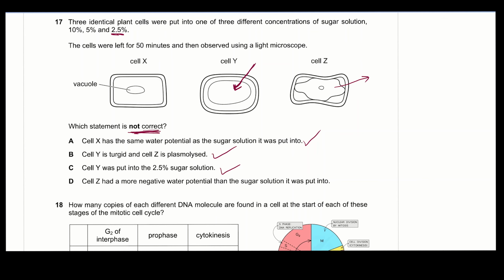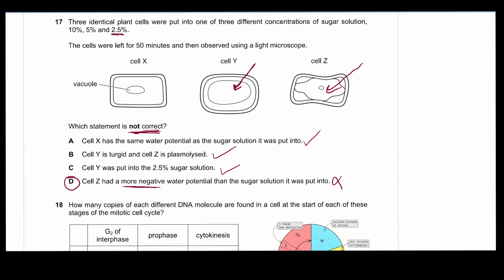For cell Z, it had more negative water potential than the sugar solution it was put into. That means a more negative water potential, so a lower water potential. If that was the case, then water will go inside the cell, making it turgid. But in this case, the cell is plasmolyzed, so this is the incorrect answer.